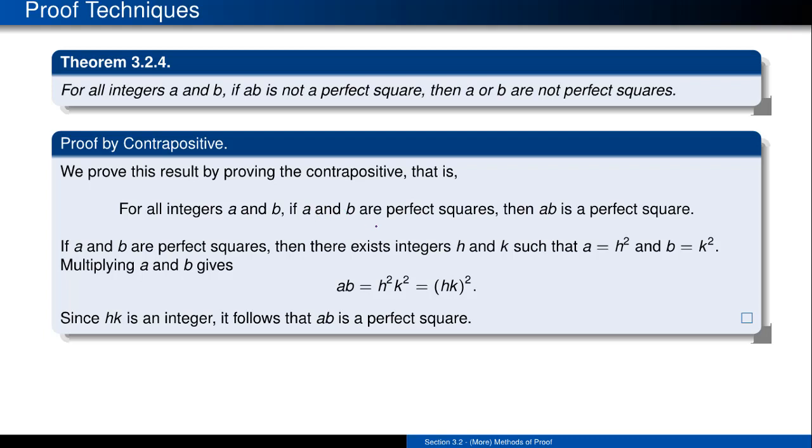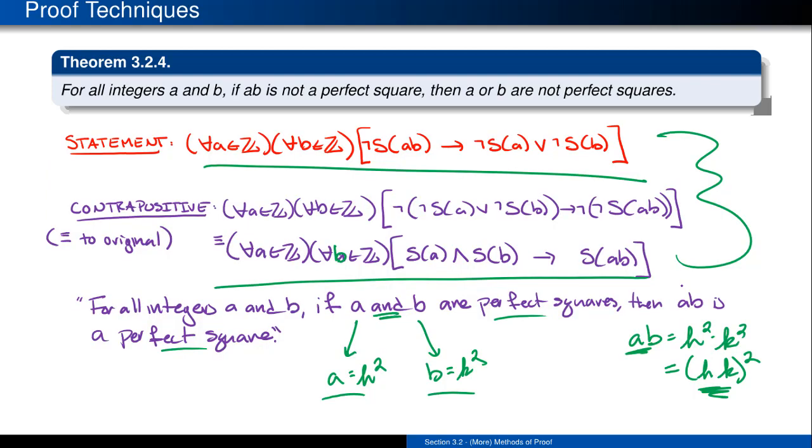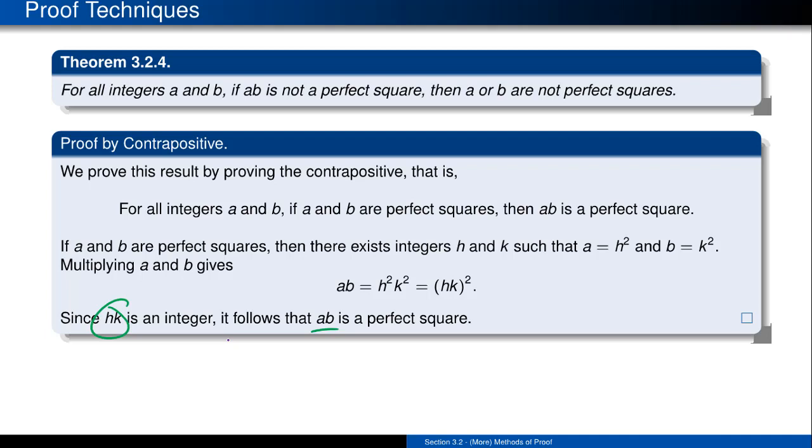The idea is that a and b happen to be perfect squares, so there's going to be some integers, call them h and k, such that a is h squared, b is k squared. If I take a times b and multiply them together, it's going to introduce (h times k) quantity squared. Since this random thing, h times k, is still going to be an integer, because an integer multiplied by another integer is still an integer, it follows that a times b is in fact a perfect square. And that's it. If you can sketch out the horrible argument over here, it's relatively easy to convert it into a somewhat easier to digest paragraph.